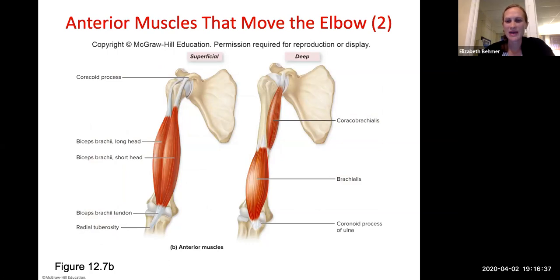Here's a look at them one at a time. So here's your biceps. On the left, the superficial view, and the deep view shows the biceps removed and how the brachialis lies right underneath your biceps. The coracobrachialis isn't involved in elbow flexion, but you can see here it's called coracobrachialis because it attaches to the coracoid process of the scapula. So that's why we call it the coracobrachialis.